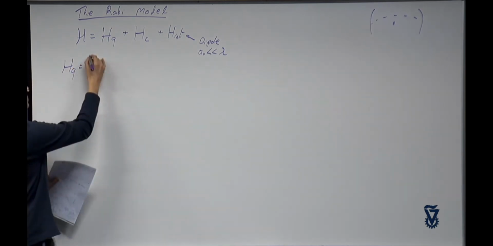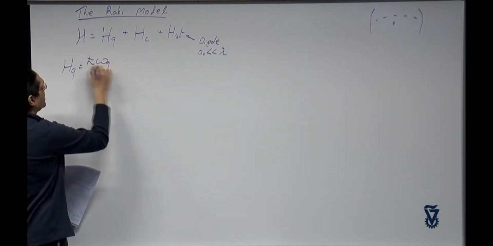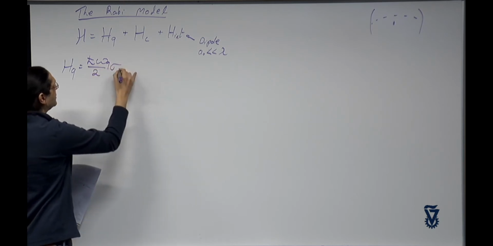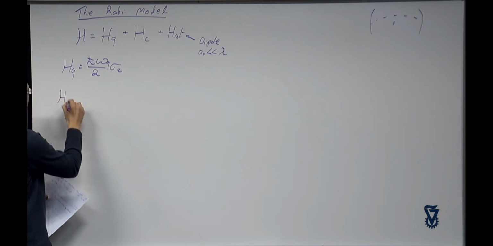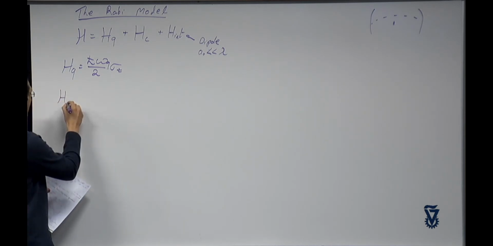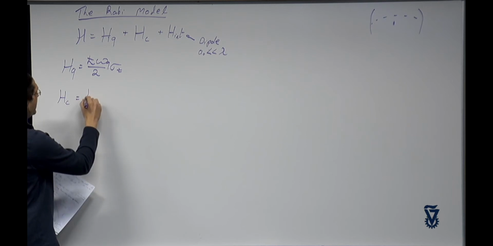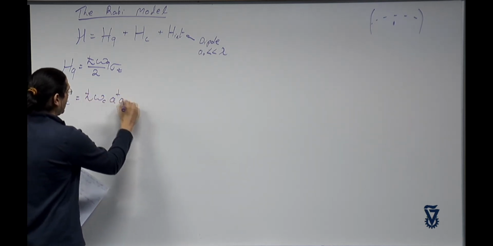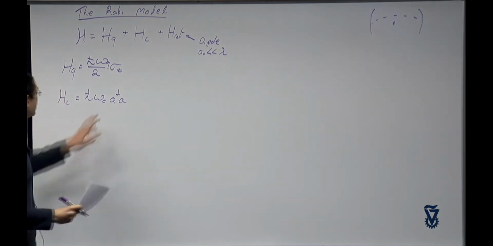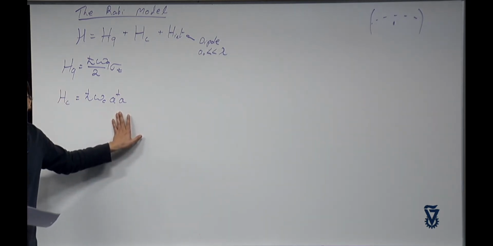Now H_Q is just what you're familiar with, omega_q over 2 sigma_z. H_C is going to be h-bar omega_c a dagger a. This is our harmonic oscillator.